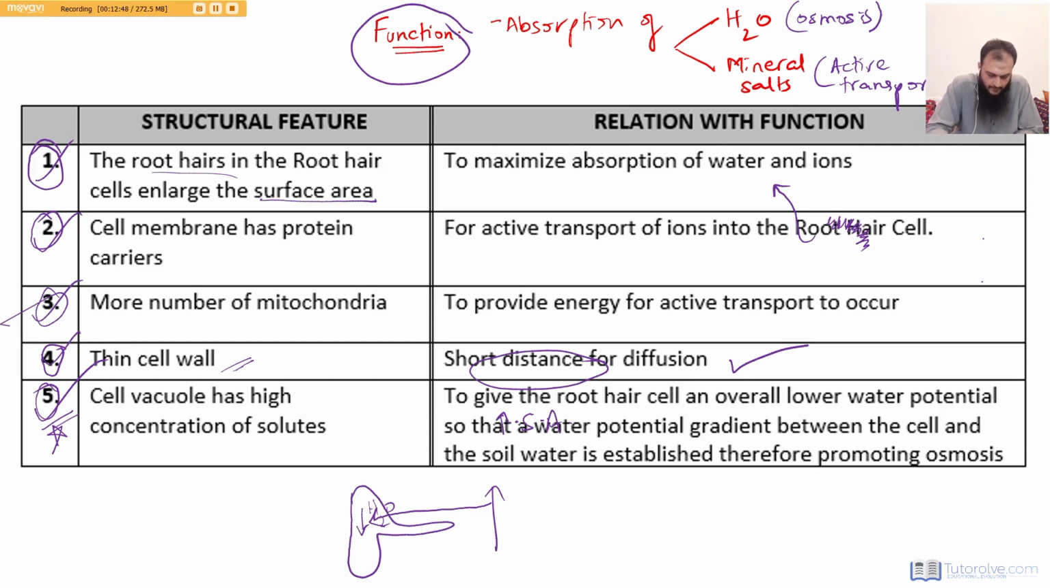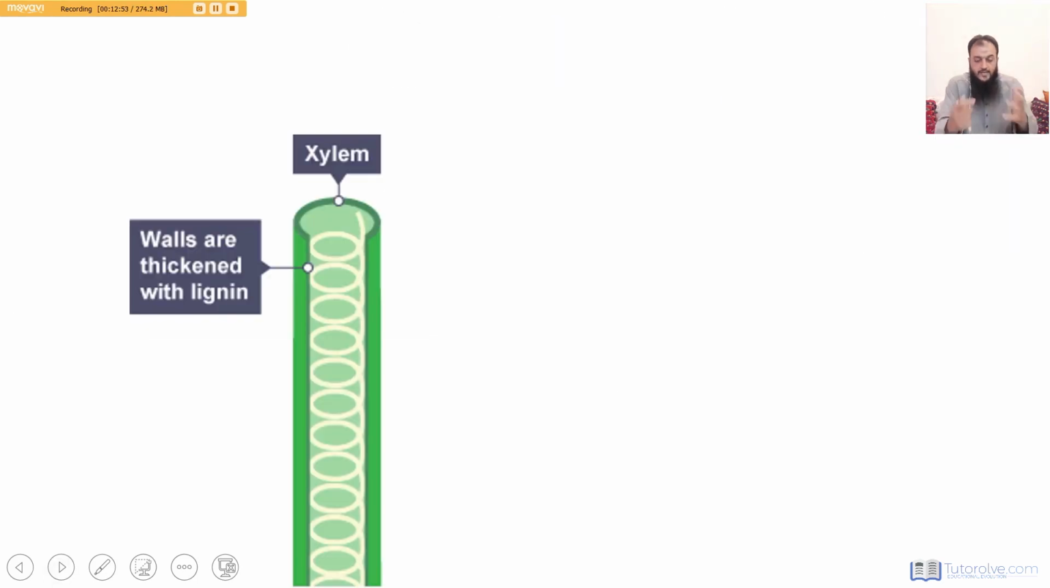Now, coming to the next topic, which is the xylem tissue. Now, the next thing that we are talking about is not a specialized cell, but it's a specialized tissue. Now, what's the difference between a cell and a tissue? We'll talk about in this very topic. That's the last topic to come.